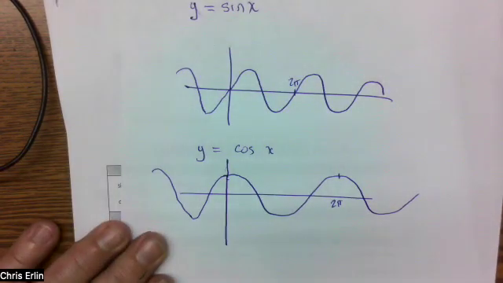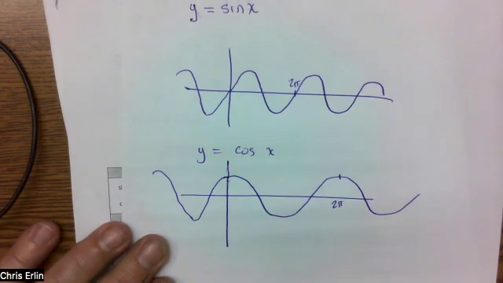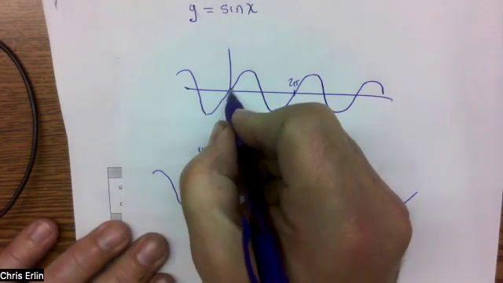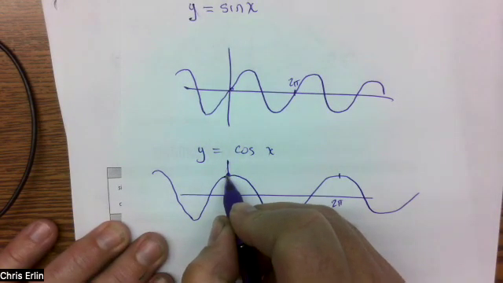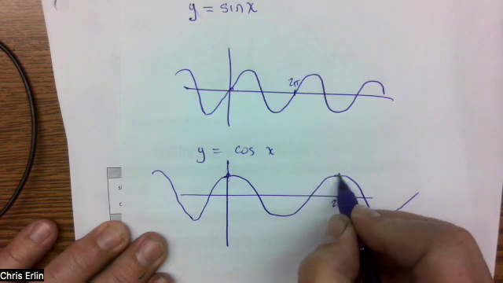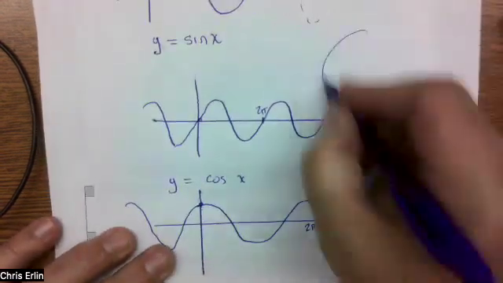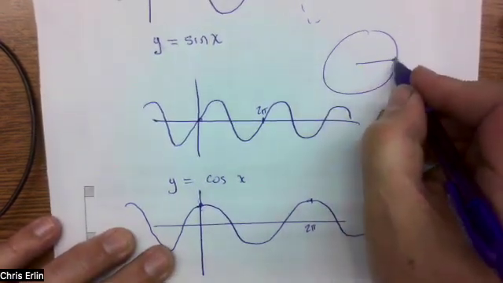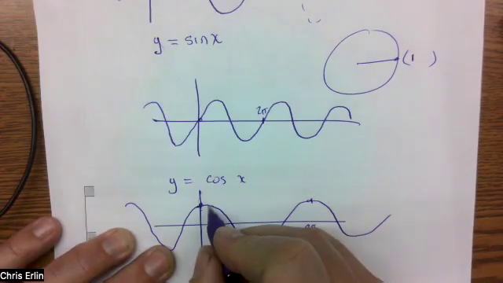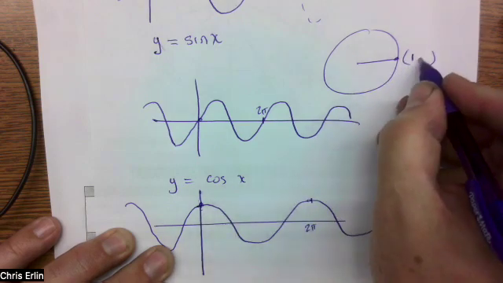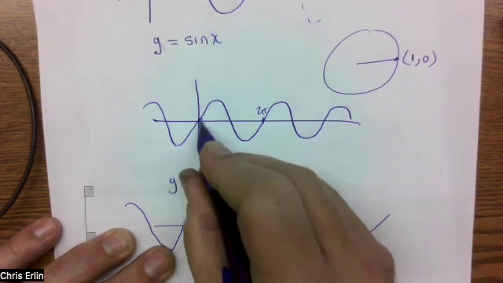Yeah, Anthony? Good. This one starts at a 0 point, and so at 2 pi it ends at 0. This one starts at a high point and ends at a high point. And that makes sense because when I think about a unit circle, my first thing shows me that my x value is 1, so my cosine starts at 1, but my y value starts at 0, so my sine starts at 0.